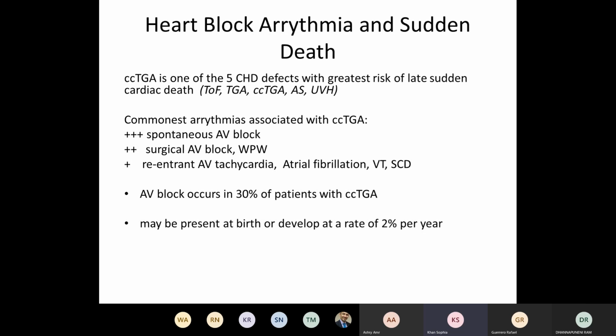So we're looking at about a third of the patients ending up with AV block. It's a bit rare in children, about 8%, and it can present at birth, but every year that goes by there's a 1 to 2% increased risk of developing AV block.